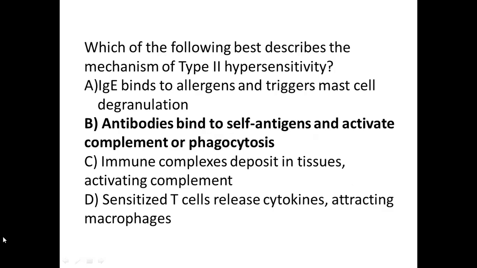Which of the following describes the mechanism of type 2 hypersensitivity? So in type 2 hypersensitivity, there will be antigens on the cell, I mean, self antigens. For that, antibodies will be produced and they will be attacking the specific cells, through phagocytosis or the opsonization process. So the correct option is option D. Antibody binds to self antigen and activates complement or phagocytosis. Done. So this is the type 2 hypersensitivity reaction.